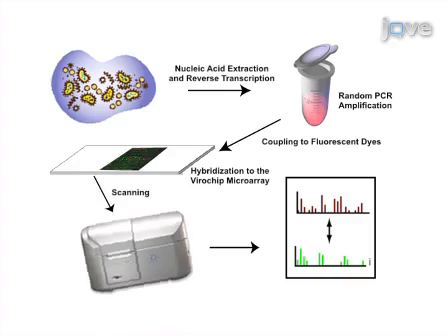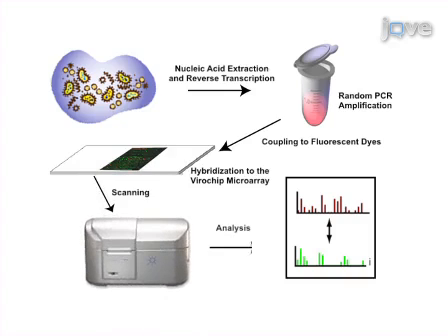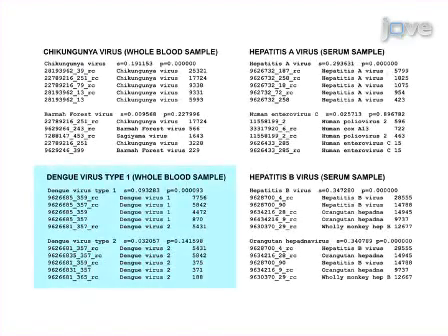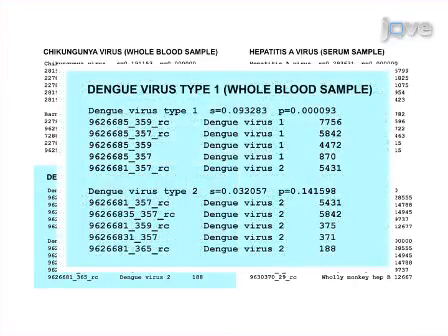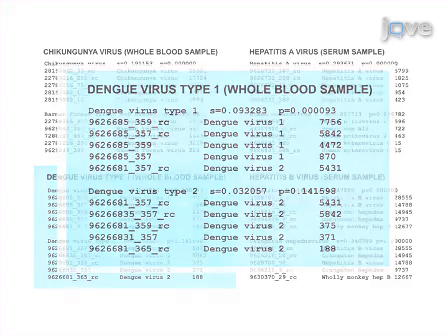The final step is to scan and analyze the microarray. Ultimately, results can be obtained that show the presence or absence of a virus or several viruses through analysis of the Virochip microarray.